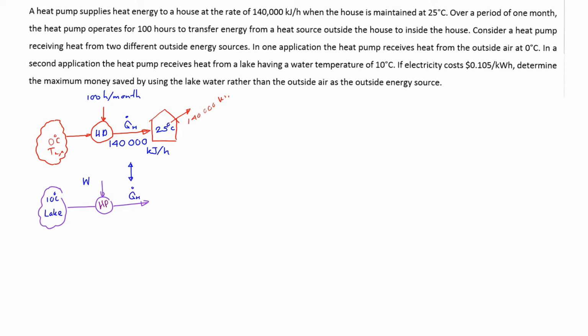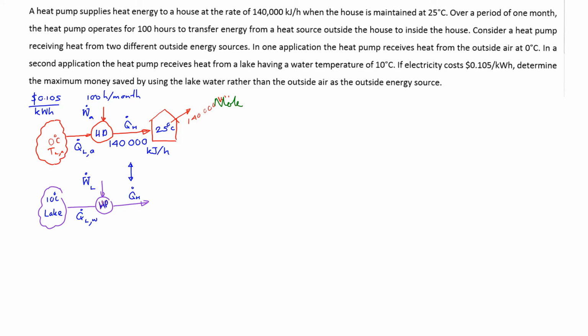Now let's consider that our work requirement for the heat pump is WL when we are using the lake as our heat source, and WA when we are using air as our heat source. Let's call the amount of energy that we get from air Q dot LA and the amount of heat that we get from the lake Q dot LW. And the cost for electricity is 0.105 per kilowatt hour.